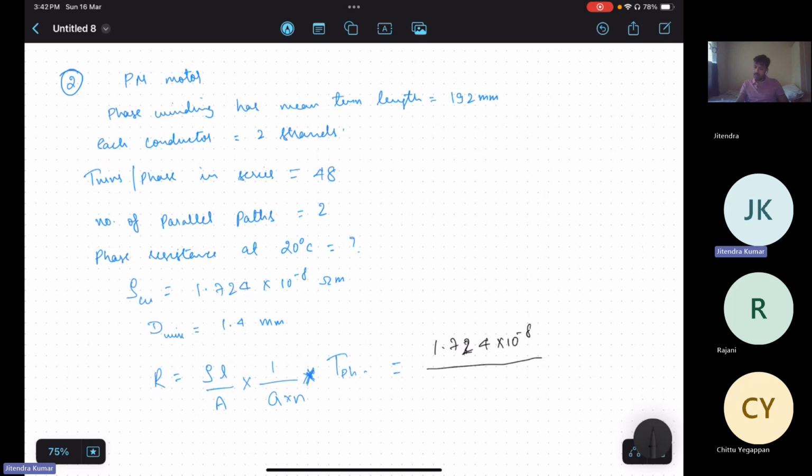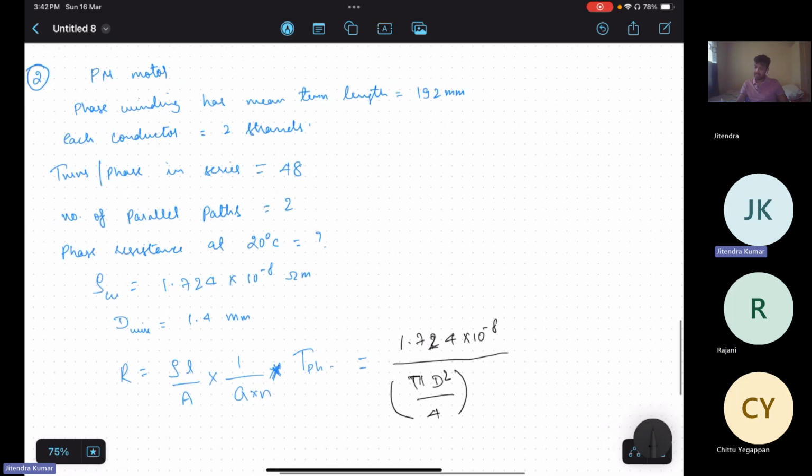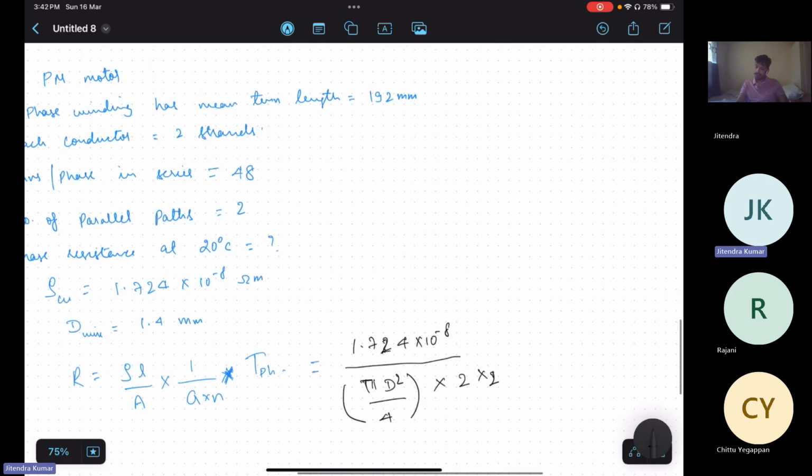Area we have to calculate. Area will be pi d square by 4, and diameter is given, 1.4. Yes, sir, exactly. Two parallel paths, two strands, number of turns 48.